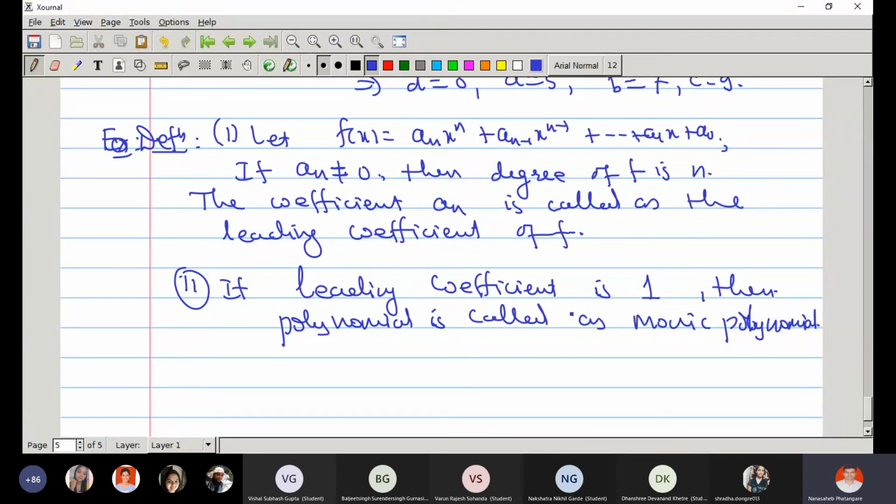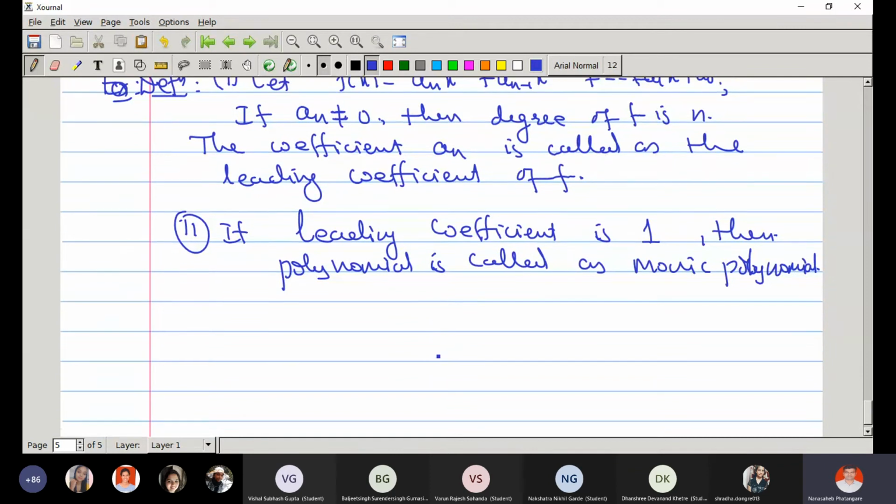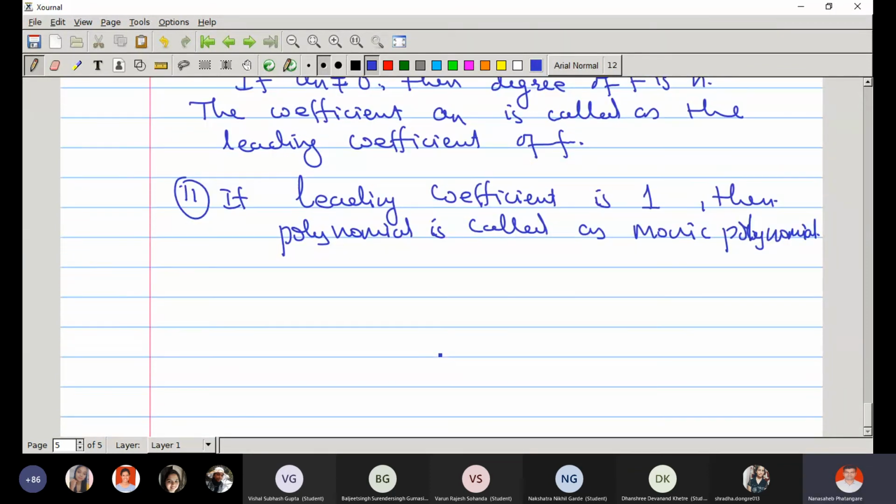Right. If the leading coefficient is 1, then the polynomial is called a monic polynomial. Right? Yes. Yes, sir.